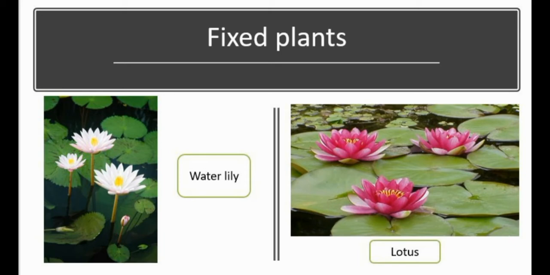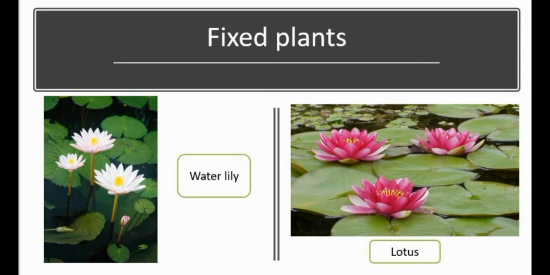As you know, the leaves have stomata on the underside of them, but these plants have leaves and their stomata lie on the upper side of the leaves because the underside of the leaf is covered with water, so they have stomata on the upper side of the leaves.